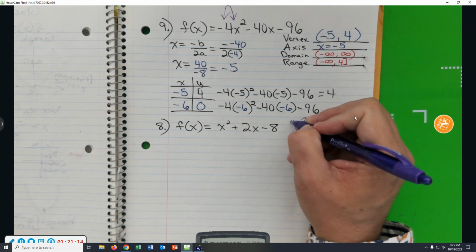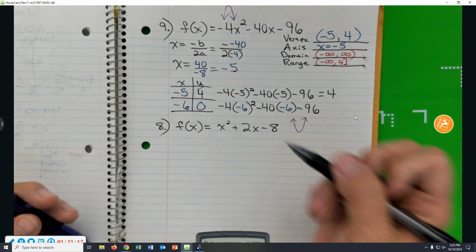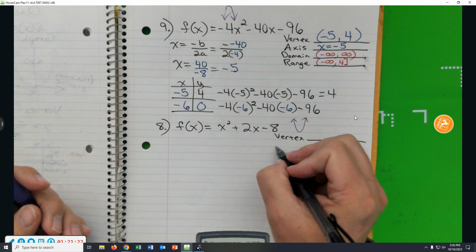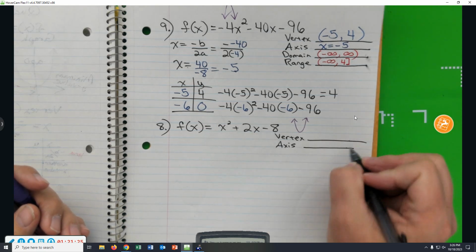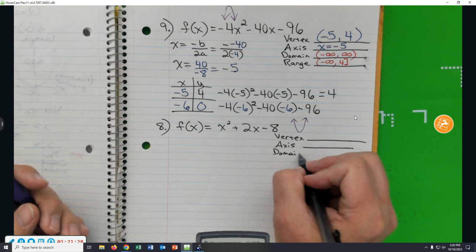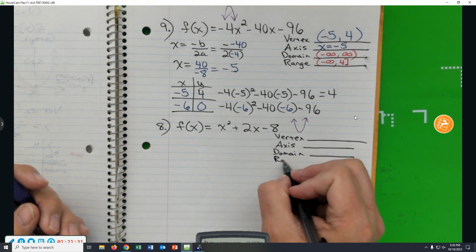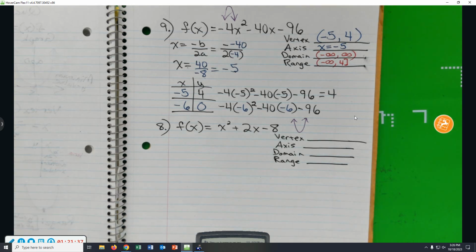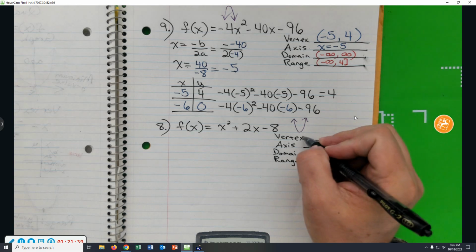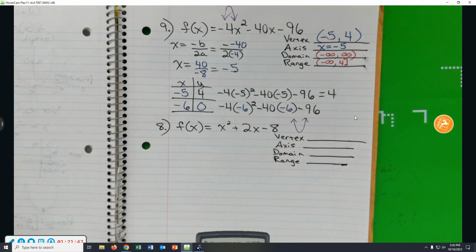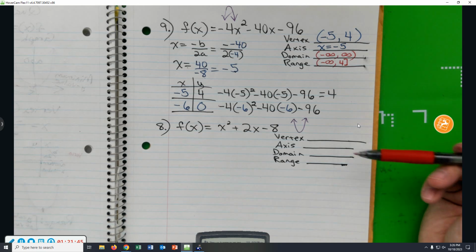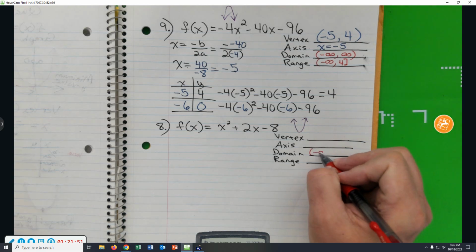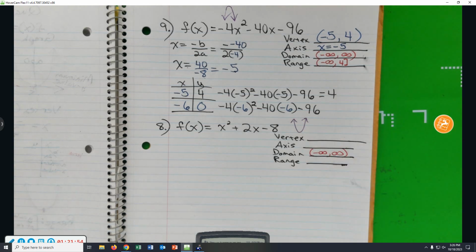I agree. They have the same questions. They want the vertex, axis, domain, and range. One of them we can fill in already. One of those blanks. Which one? Blank 1, 2, 3, or 4. 3 automatically, all real numbers, negative infinity to positive infinity.